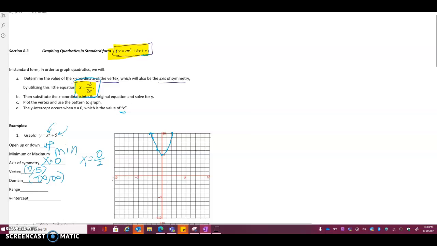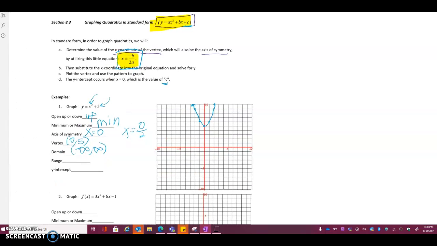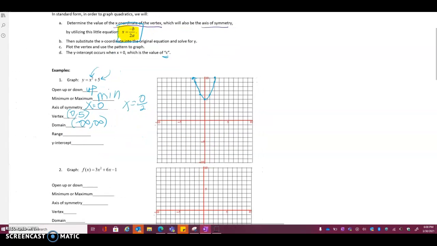All right, now they want to know the range from low to high. Remember, we use brackets when it includes that number. So the lowest my parabola is at 5. The highest is infinity. Then we use parentheses. My y-intercept, we decided earlier, was 5. That can also be written as 0, 5. And we can see that from my graph at this point right here.